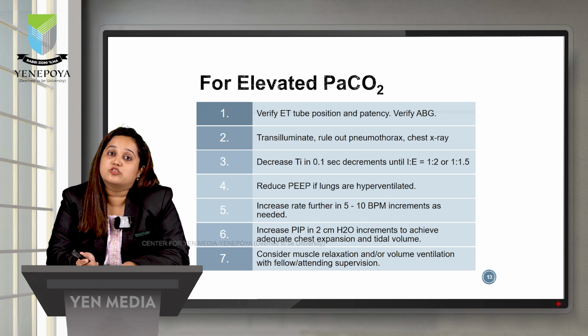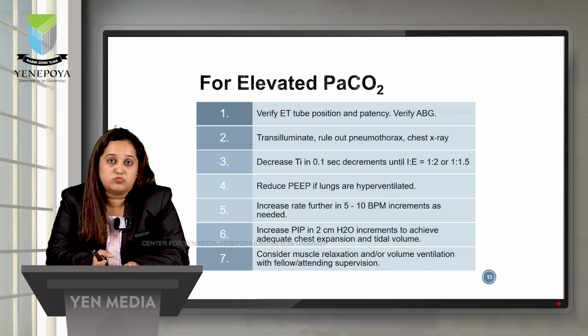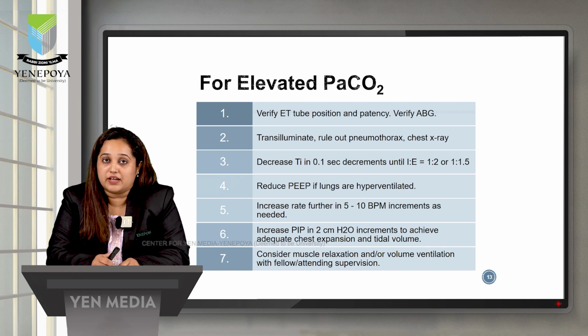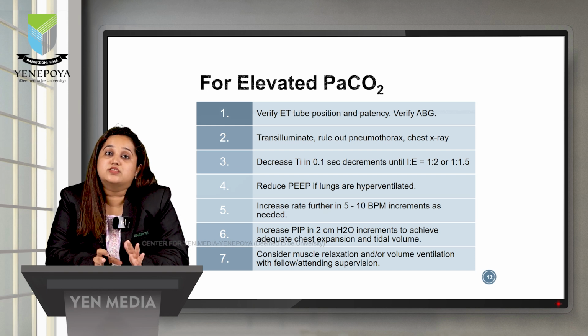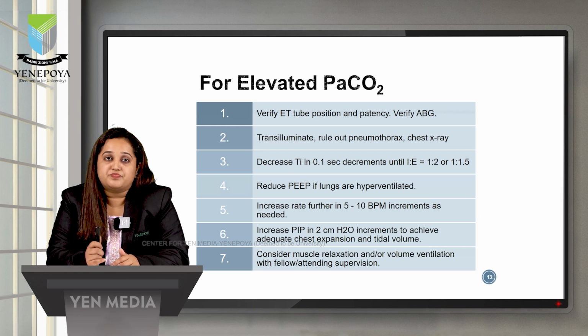The easiest thing to do is transilluminate. Use transillumination, and then you can verify if there is a pneumothorax. If not, get a chest X-ray done just to rule out pneumothorax. Apart from this, what else you can do is decrease the inspiratory time by 0.1 second decrements until you get an I/E ratio of either 1:2 or 1:1.5.